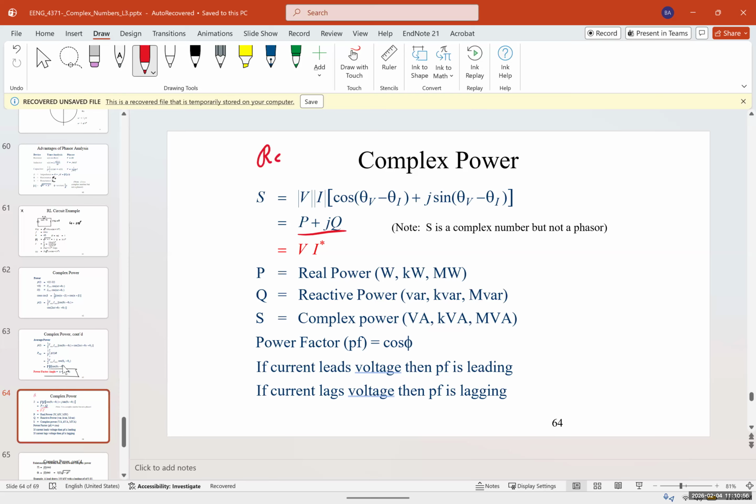The real part of S is P. That's the reason we call it the real power as well. And the imaginary part of S is equal to Q, which is the reactive power. The unit for real power is watt, kilowatt, or megawatt. The unit for reactive power is volt-amp reactive, or kilovolt-amp reactive, or megavolt-amp reactive. And for complex power or apparent power S, the unit is volt-amps, kilovolt-amps, and megavolt-amps.